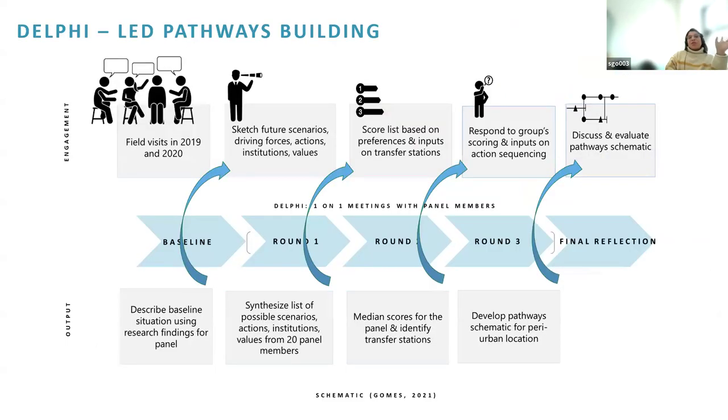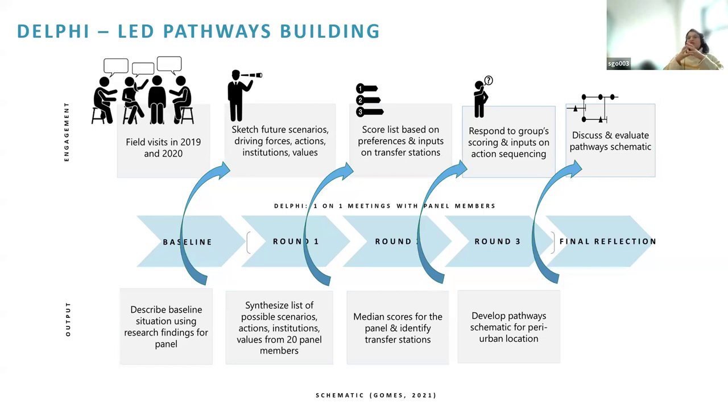So what this new adapted pathways building approach reflects is one that is supported by this Delphi method. A Delphi method is basically a forecasting method that also allows for group consensus building. The Delphi method uses questionnaires for one-on-one discussion over several rounds, and in each round, individual responses are collected from a panel.